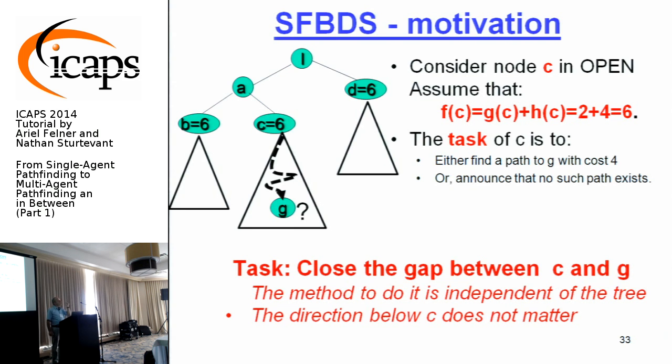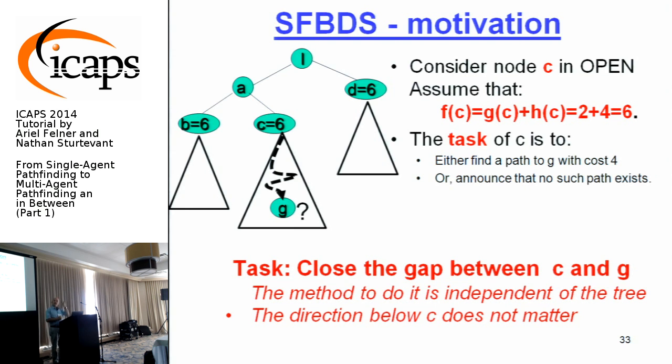But this task of node C is very concrete, and the motivation for SFBDS, and in fact maybe generalization of others, is that the task is to close the gap between C and G. Can you close the gap? Or can you find a path from C to G of length 4? Now, how node C solves this task is independent of the tree, okay? I can change the algorithm, as long as I pass the answer: yes, I have a solution of length 4, here it is, or no, I didn't find a solution, and I increase my bound to 5. How I do it is completely independent.